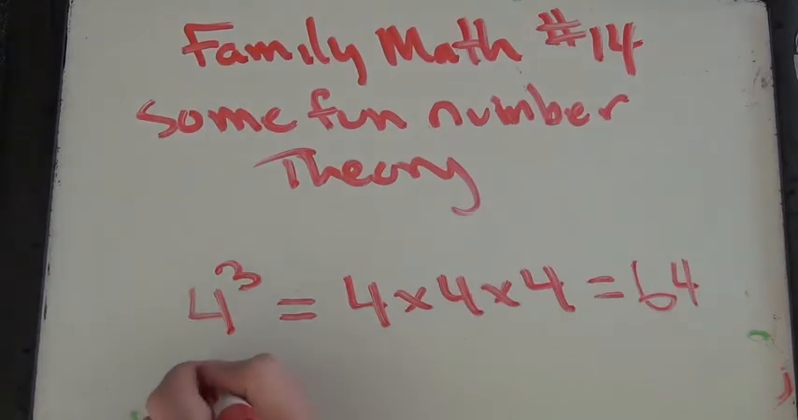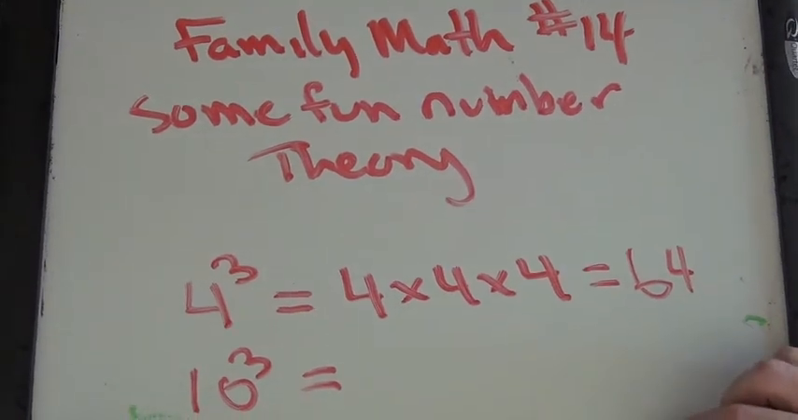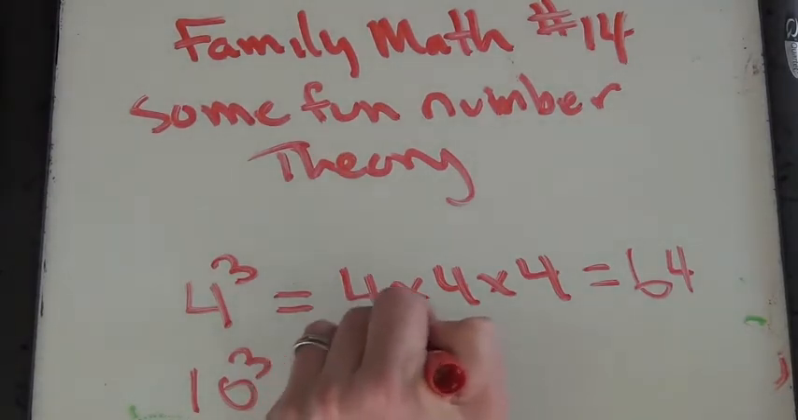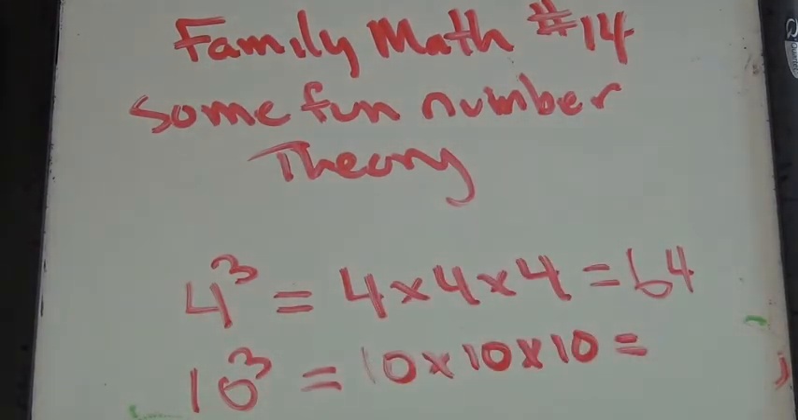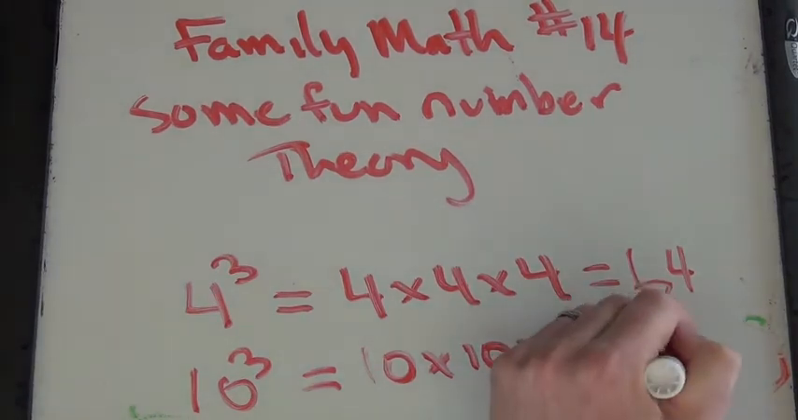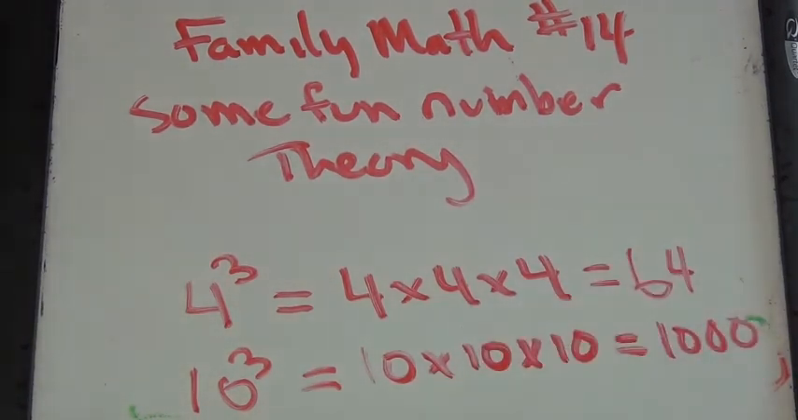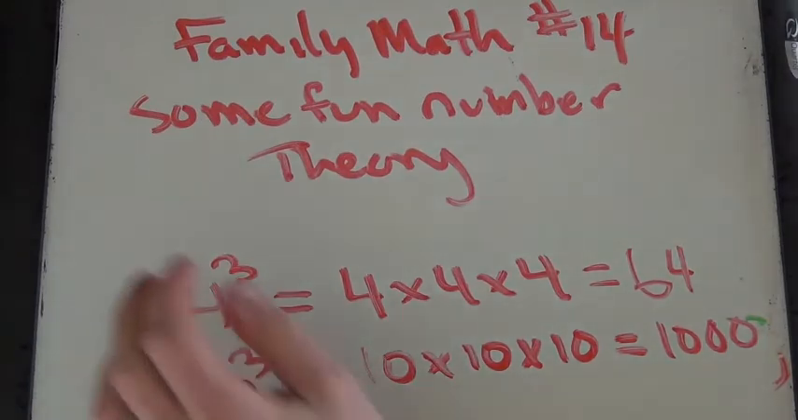Let's do another one. 10 cubed. What does 10 cubed mean? It means 10 times 10 times 10. And what is 10 times 10 times 10? 1,000. Okay.